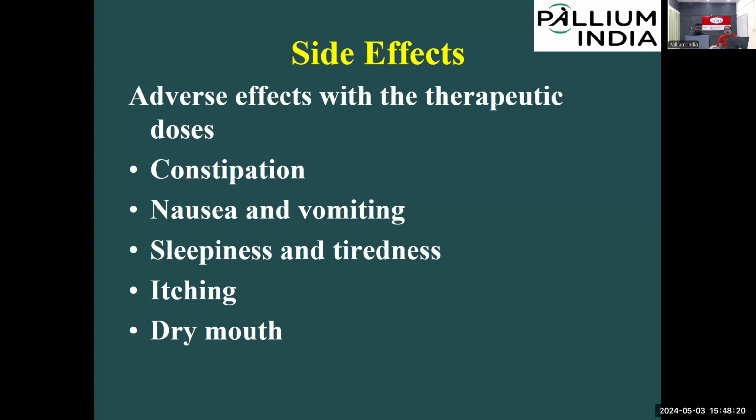These are side effects, which means that even with therapeutic doses, these effects can occur. Adverse effects that occur with therapeutic doses are called side effects. The most common side effect of morphine is constipation. The others, nausea and vomiting, sleepiness, itching, dry mouth, and urinary hesitancy, can also occur with morphine.